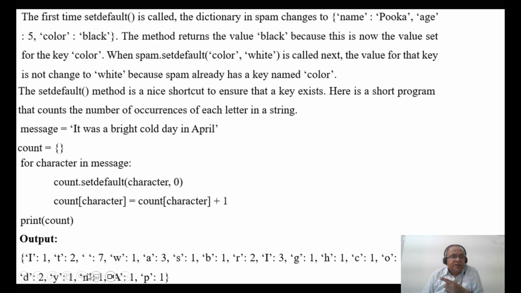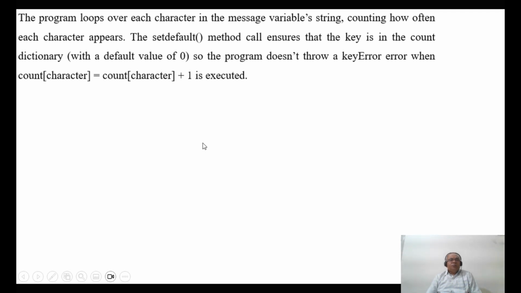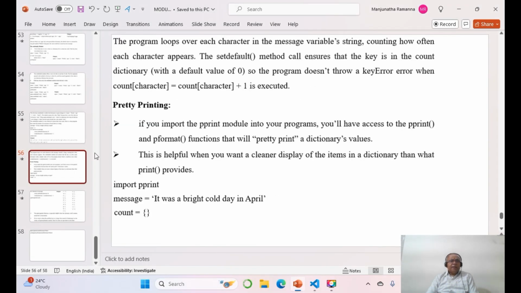In a similar fashion it goes on, and it will count the number of characters in the message. So this is how it is done. This program loops over each character in the message variable string and counts how often each character appears. The setdefault method call ensures that the key is in the count dictionary, with a default of 0, so the program doesn't throw a KeyError when count[character] = count[character] + 1 is executed. So this is how you use the setdefault method in a Python program.